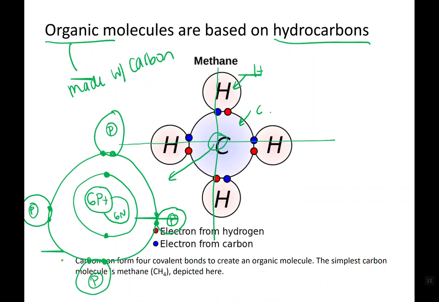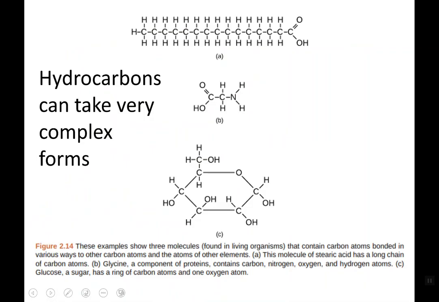And here's the same picture as I just drew, but with a little bit less detail. Okay, so hydrocarbons can take on very complex forms. So they can go from everything from a fatty acid, so this happens to be stearic acid at the top here, to an amino acid, and sugars. So this happens to be glucose, a monosaccharide.